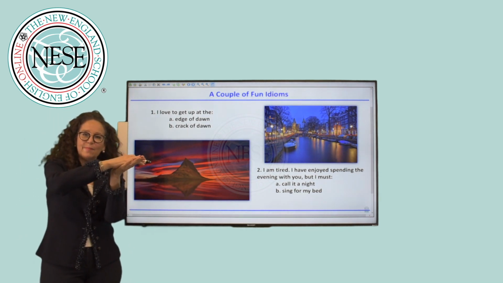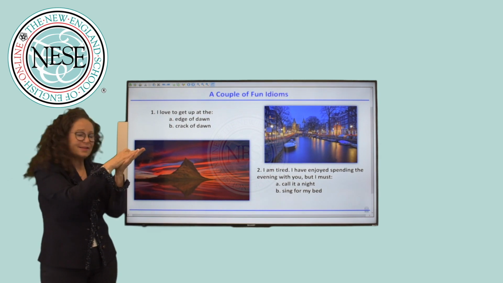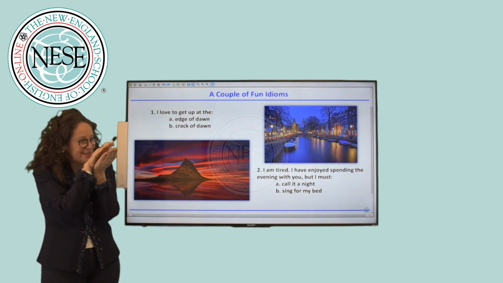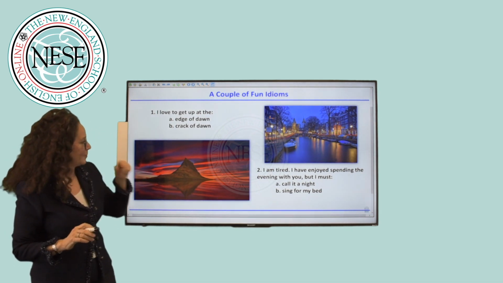Dawn is the time between night and morning when the sun, like this, the sun is just rising. We say it's the crack. A crack is a little piece, a little hole. So it's the crack of dawn.